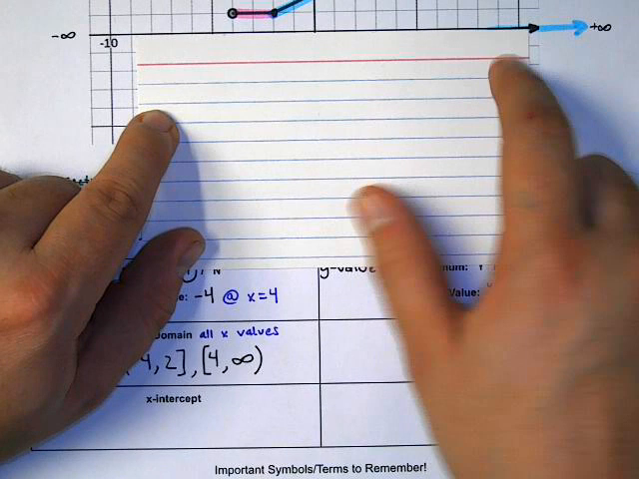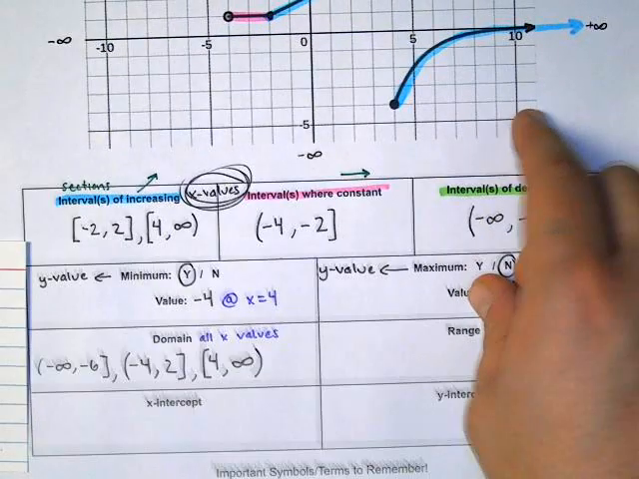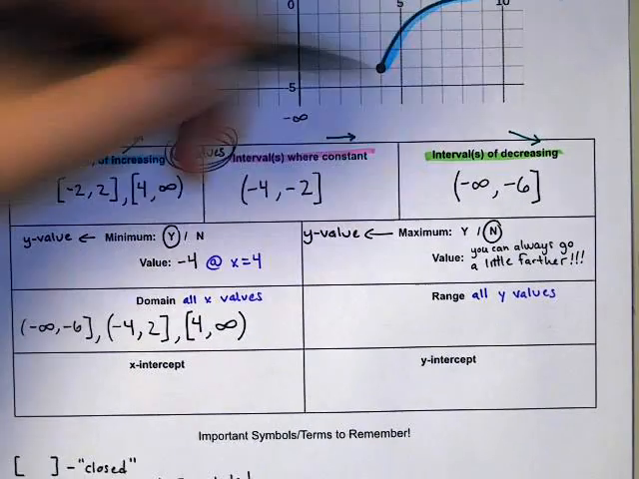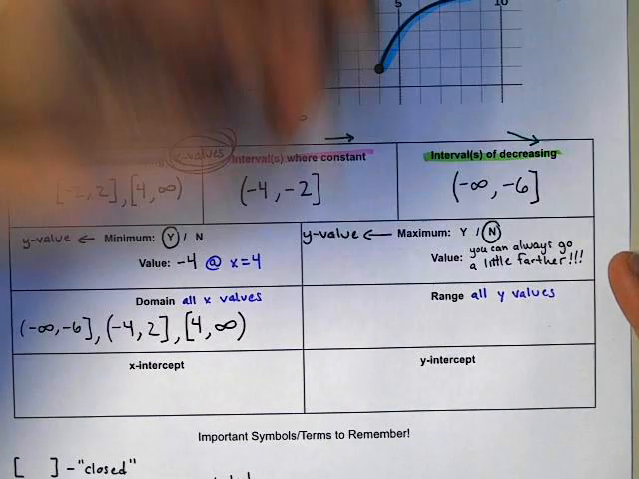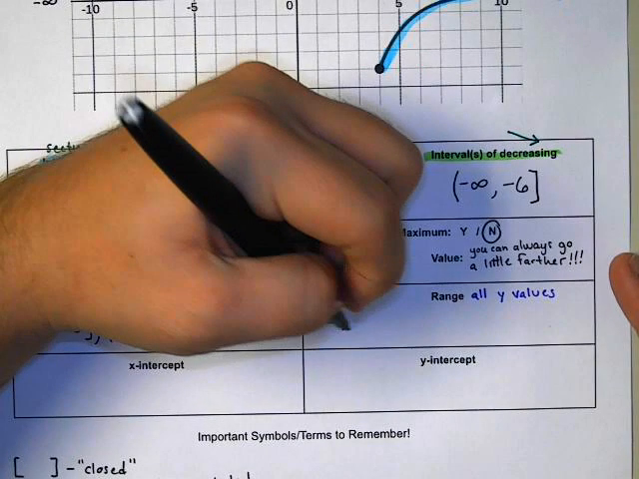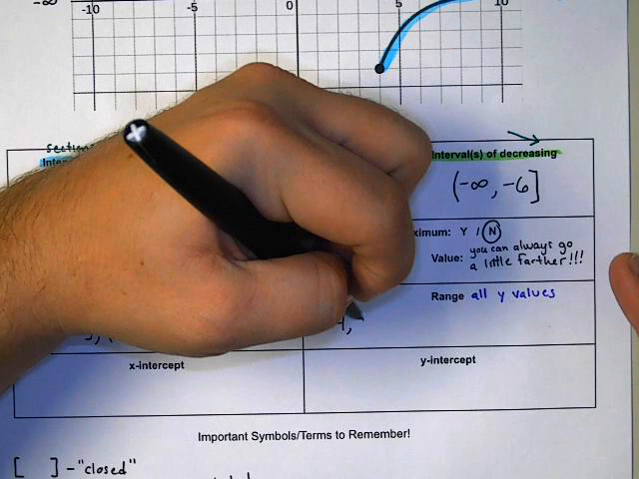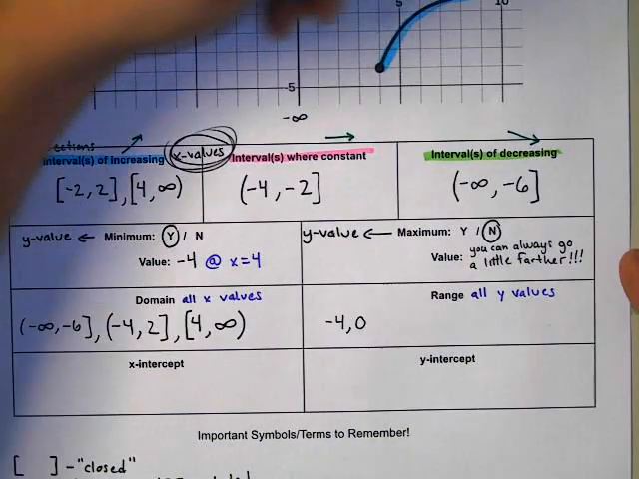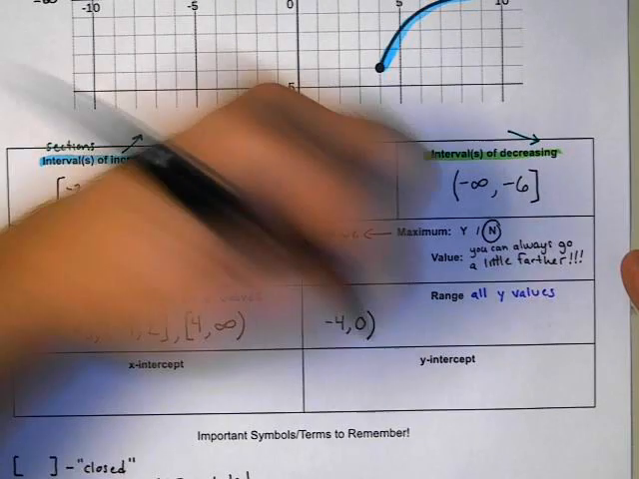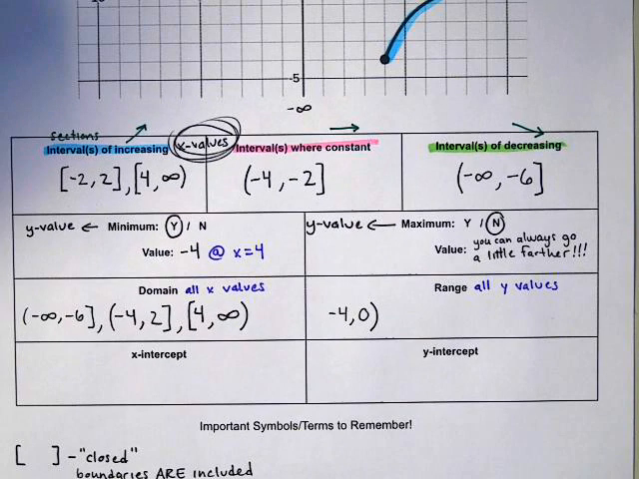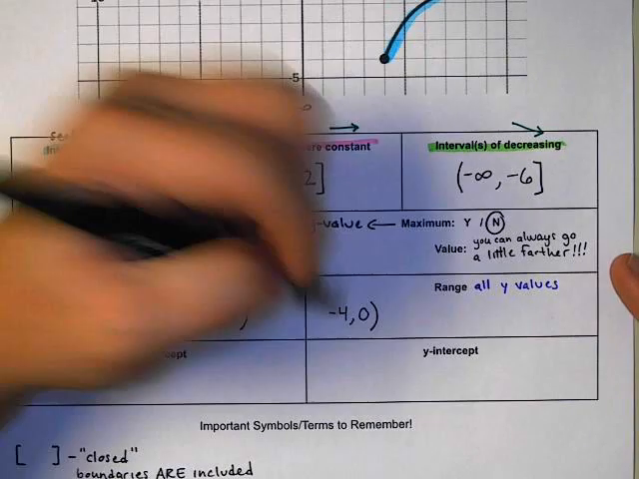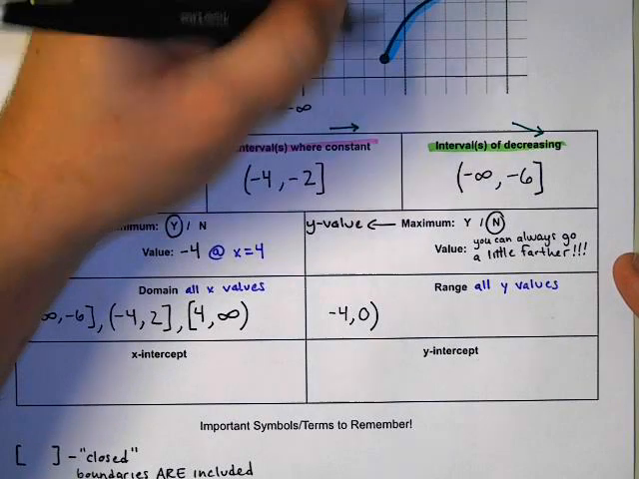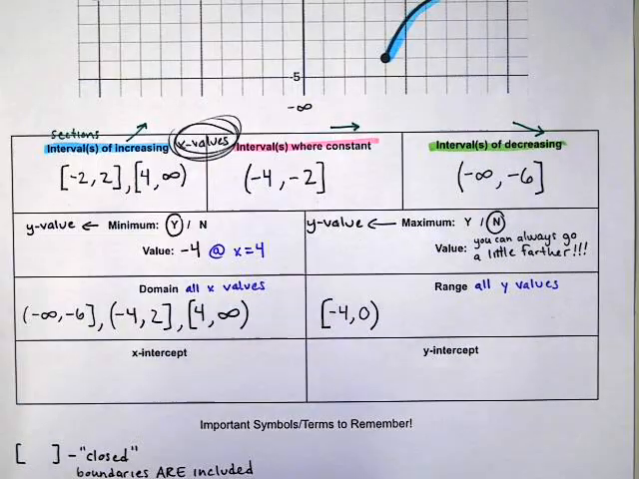So what's going on? What's going on is this. My y values begin at -4. They get really, really close to 0. But because they never ever hit, I have to put an open parenthesis on the 0. And because there's a point at a y value of -4, I have to close the -4. Okay?